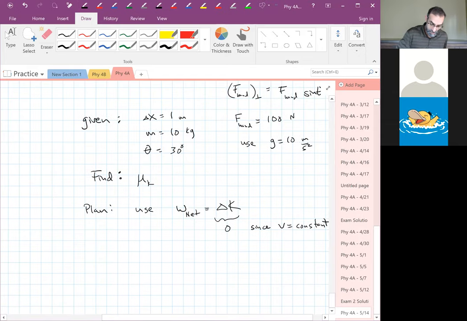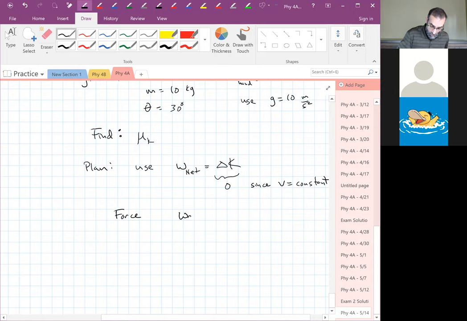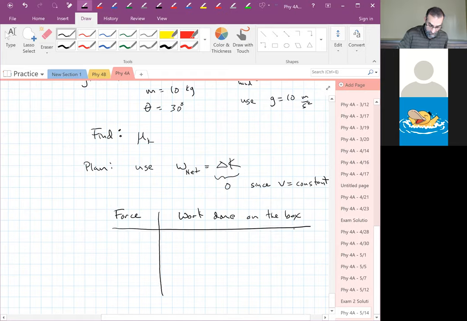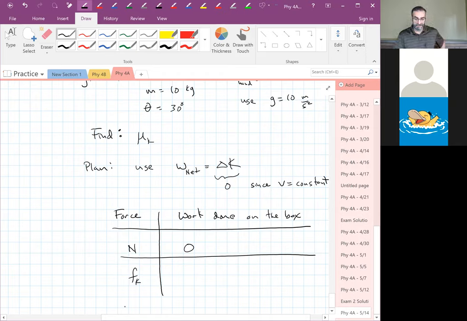All right, so let's do that. I'm going to make a little table: the force and the work done on the box by that force. I'll do the easy one for you. Okay, you do the next one. Box is going up.